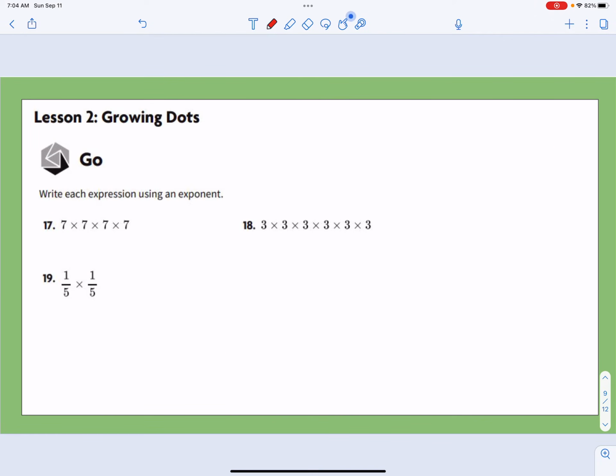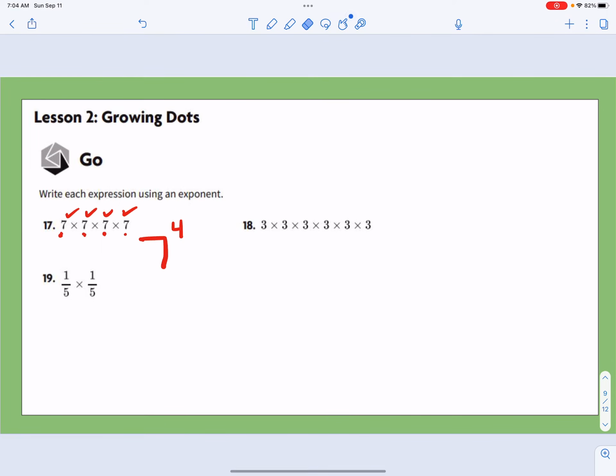Write each expression as an exponent. Okay, this is a little bit of a review from back in junior high school days. So let's write these as an exponent. In this case here, the number of these that you have becomes your exponent. The base number is what's down the bottom, and how many you have, 1, 2, 3, 4, becomes the exponent 4.